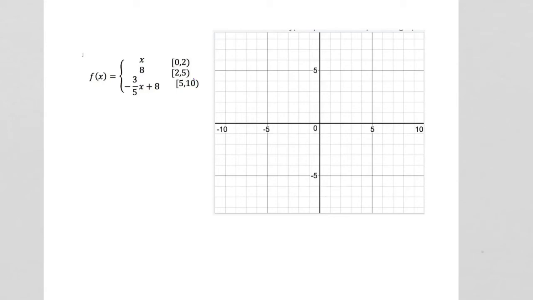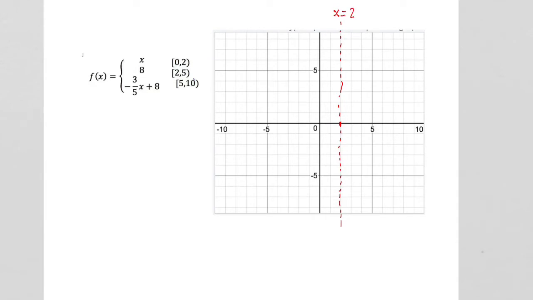Let's try an example with 3 parts. So let's begin by graphing the first 2. Here we can see that there's going to be a jump occurring at positive 2, a potential jump. So let's mark 2 here. And let's create this vertical line, which is going to, again, symbolize where that jump can potentially occur.